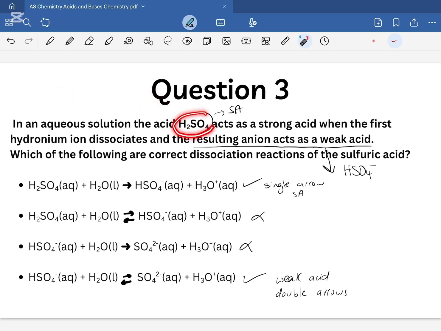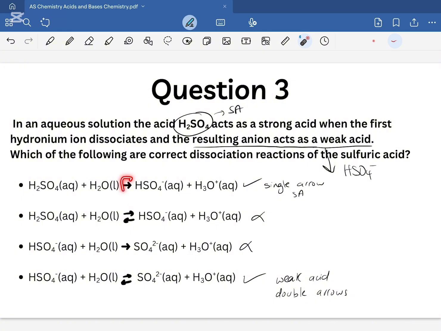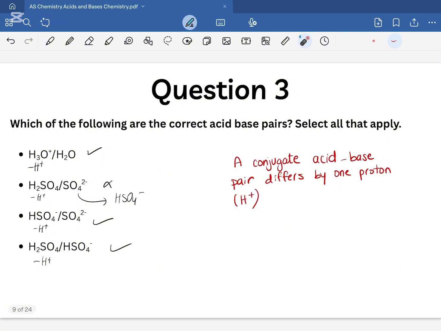Therefore, in the first step, H2SO4 is a strong acid. The HSO4 minus, the resulting anion, is a weak acid. So we need to use a single arrow for the first one and double arrows for the second one. So the correct option will be this, as they're using H2SO4 and a single arrow, showing that it's a strong acid. And it is this one for HSO4 minus, as they're using the double, reversible arrows, indicating that it's a weak acid.